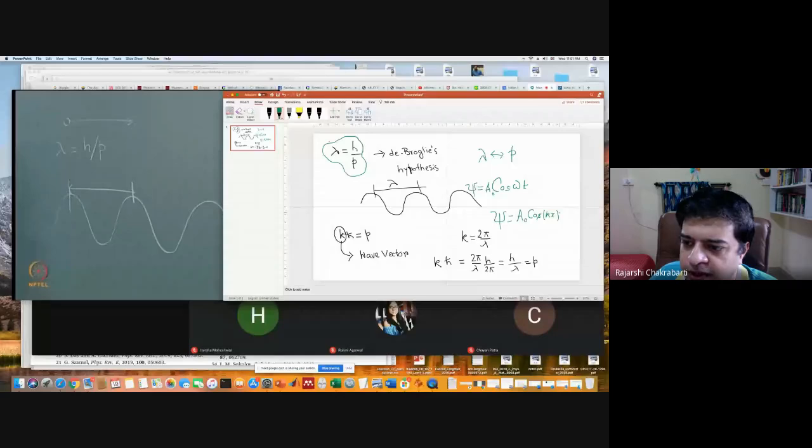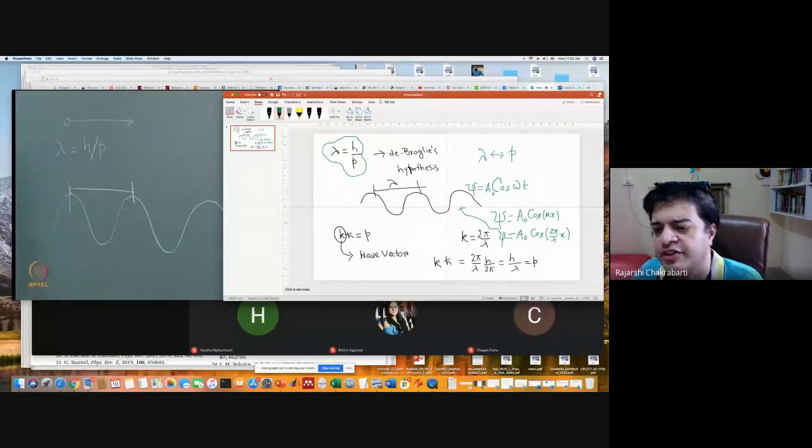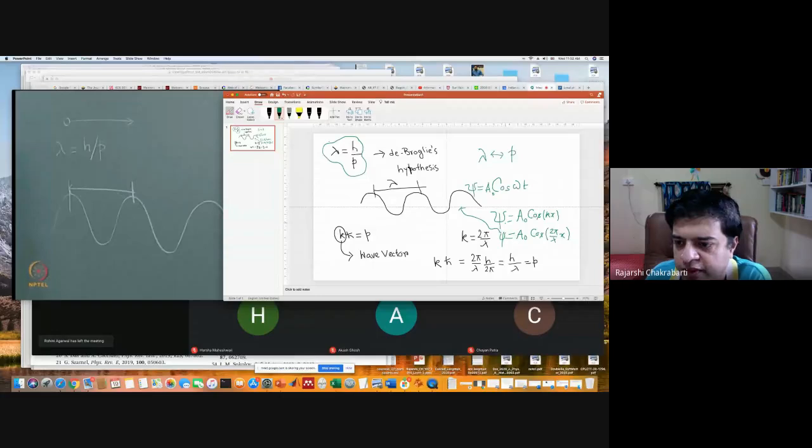So basically, I can write here something like A naught cos twice pi by lambda into x. I assume one dimension, the x dimension. So if I give you this picture, the one I drew here with black pencil, the equation for this picture is this. This is not changing with time, isn't it? Is this clear?